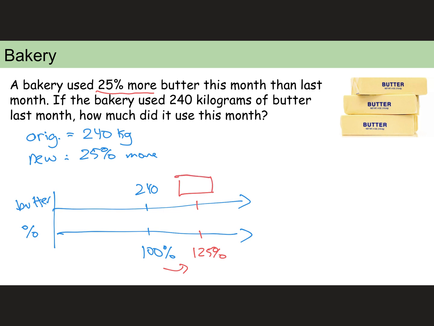So one way I can do that is I could find what is 25% of the butter. What is 25% of 100%? Well, to get there, divide by 4. 240 divided by 4 is 60 kilograms. So to get my final number, I'm going to add 60 kilograms plus 240 kilograms, which is 300 kilograms. So my final answer, how much did it use this month? 300 kilograms.